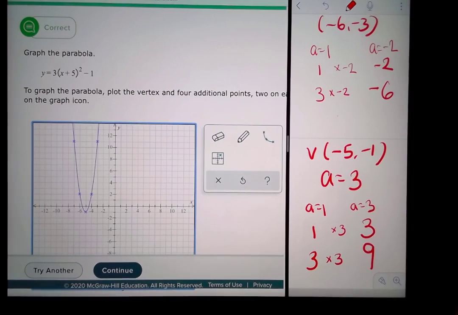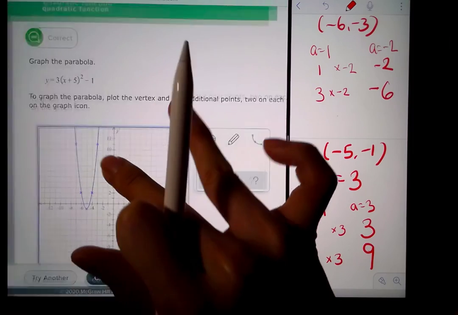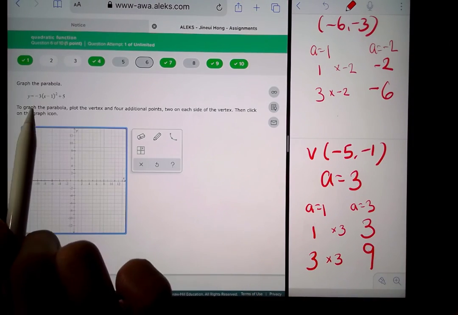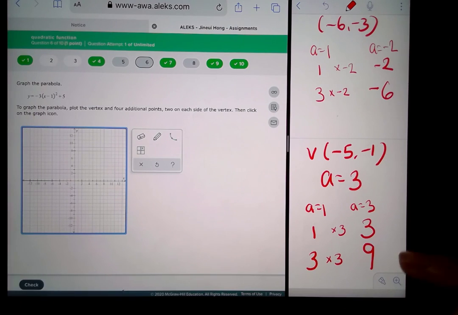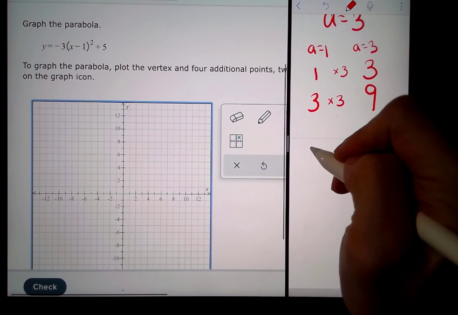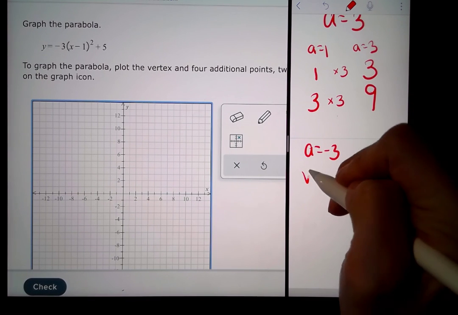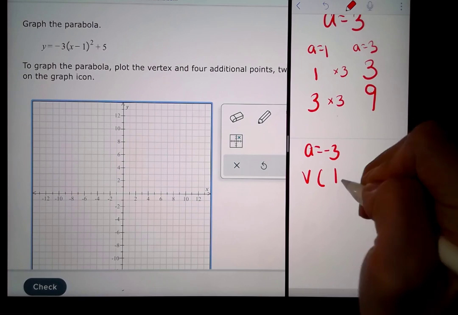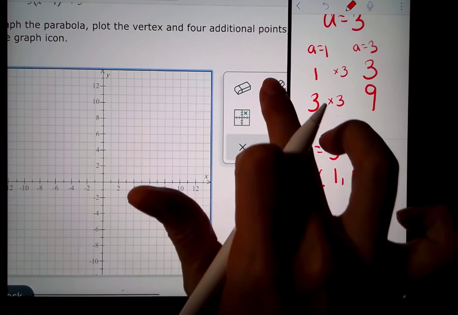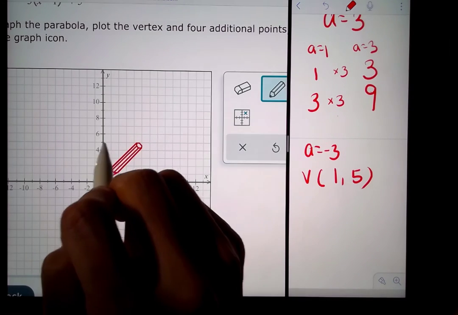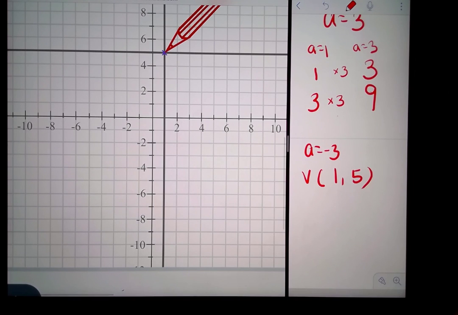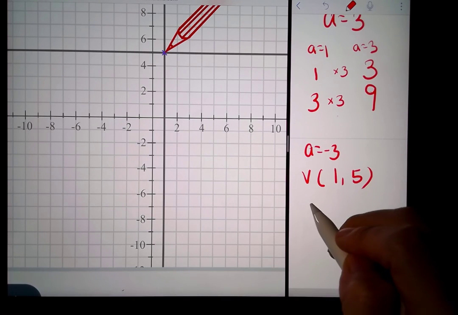Alright, and let's try one more. So look, this one, -3. Then now you have -3, right? So it's the same thing. A is -3. My vertex is 1, 5, right? So you go 1, 5 first. 1, 5 right here. And then, it's negative 3. So let's write it first.